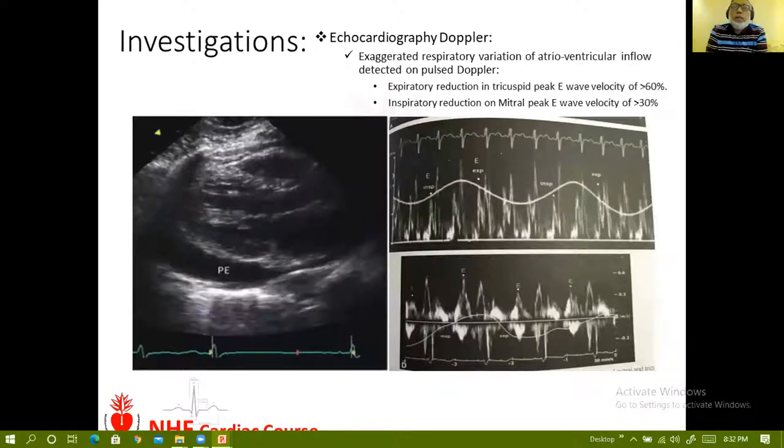Doppler echocardiography, there is respiratory variation. Exaggerated respiratory variation of the atrioventricular inflow detected on the pulse Doppler. The upper figure shows the mitral inflow pattern, expiratory direction of the mitral peak, inspiratory direction of the mitral peak, E wave velocity variation more than 30%. In the lower panel showing expiratory direction in tricuspid peak, E wave velocity variation more than 60%.